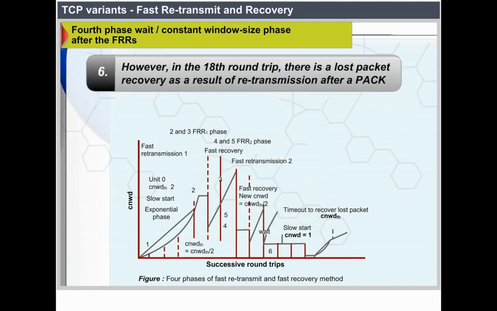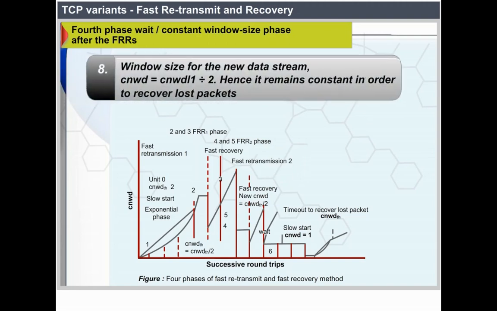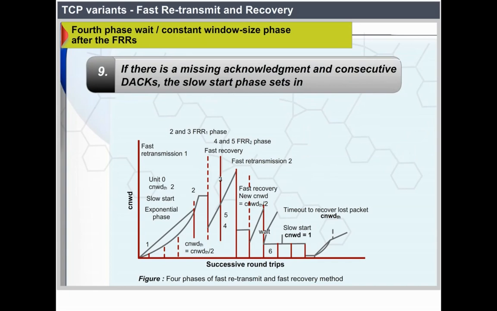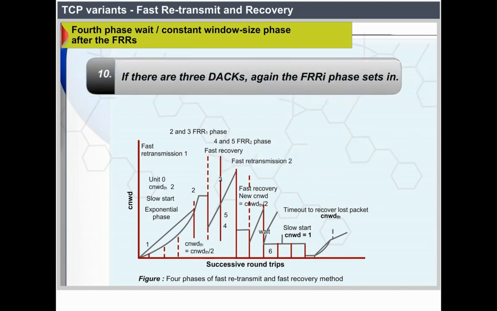However, in the 18th round trip, there is a lost packet recovery as a result of retransmission after a pack. Hence, the constant window size 512 sets in and the wait phase sets in with CNWD equal to 512. Window size for the new data stream CNWD is equal to CNWD1 divided by 2. It remains constant in order to recover lost packets. If there is a missing acknowledgement and consecutive DACKs, the slow start phase sets in. If there are 3 DACKs, again the FRR1 phase sets in.